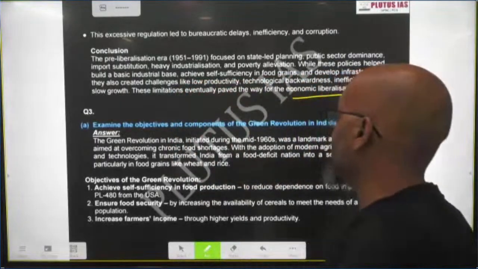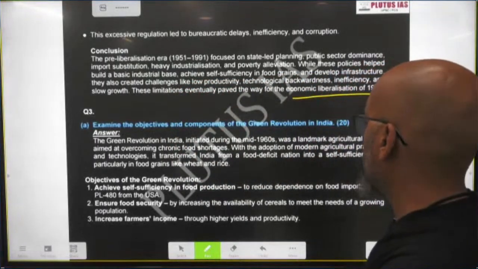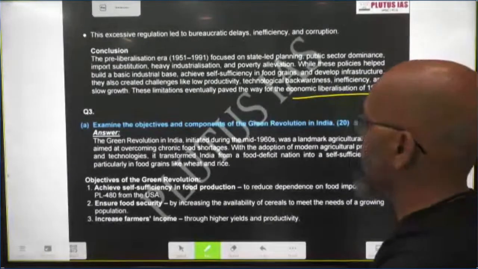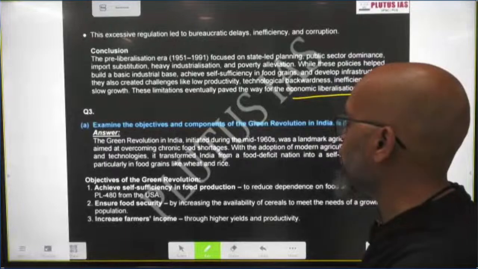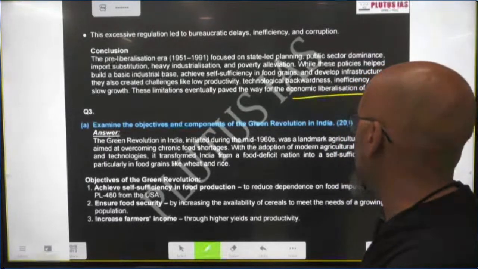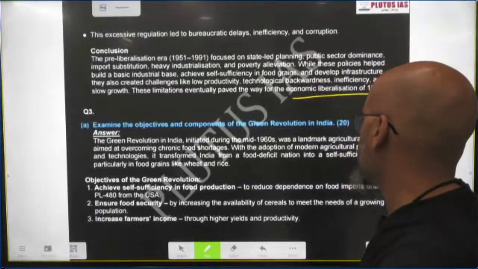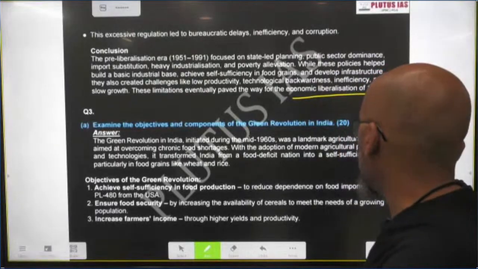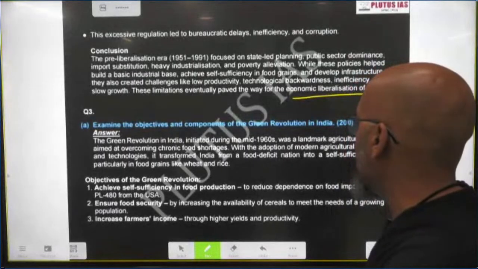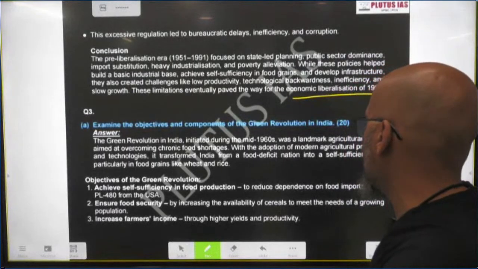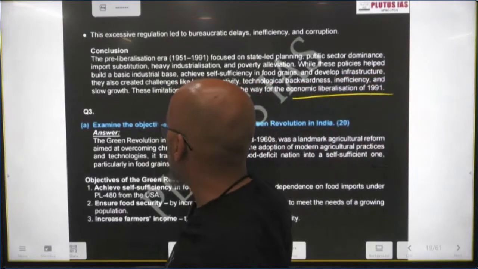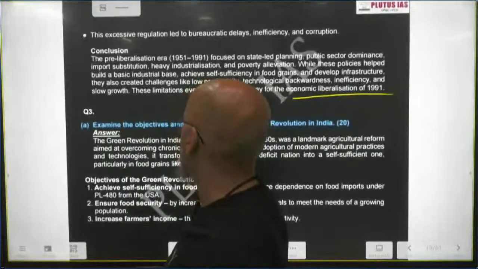The Green Revolution in India during the mid-1960s was a landmark agricultural reform aimed at overcoming chronic food shortages. With the adoption of modern agricultural practices and technologies, it transformed India from a food deficit nation into a self-sufficient one in case of food, particularly in food grains like wheat and rice.